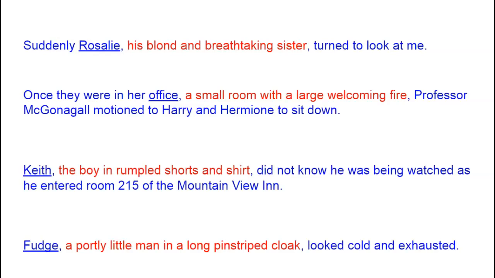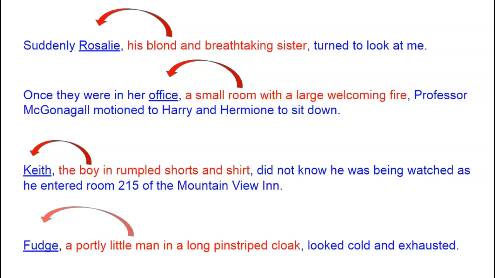Hopefully, you answered that the portion in red is actually renaming, identifying, or clarifying the person or the thing in front of it. So notice his blonde and breathtaking sister tells us more information about Rosalie. A small room with a large welcoming fire tells us more information about office. The boy in rumpled shorts and shirt tells us more information about Keith. And a portly little man in a long pinstripe cloak tells us more about Fudge.